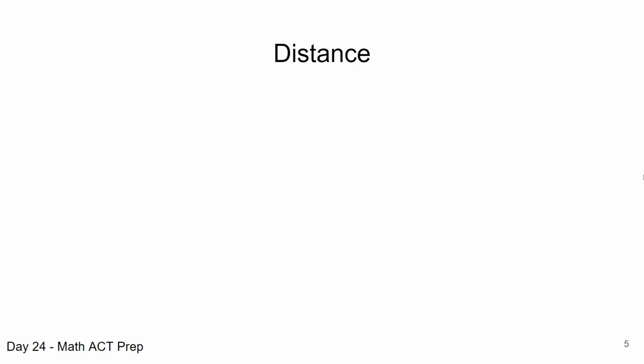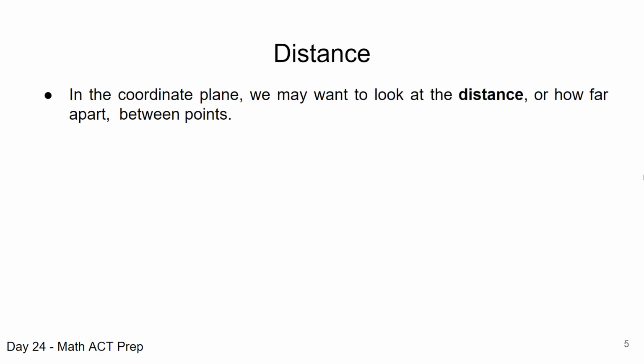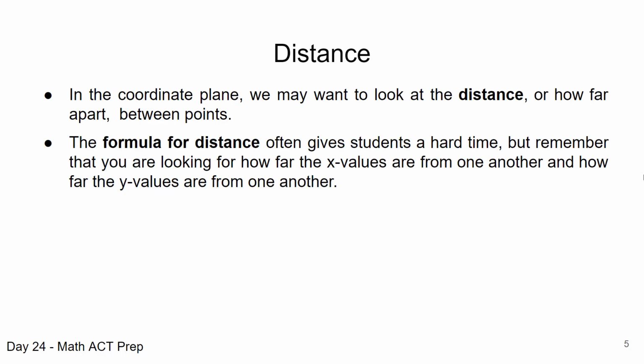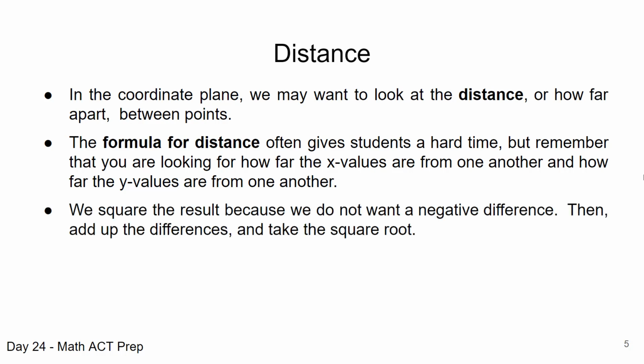Now we'll take a look at distance. When we're talking about points on a coordinate plane, we can find the distance, how far those points are from one another. There is a formula for distance, and it would be great if you could commit it to memory, but we can remember that we're looking for how far the x values are from one another, and then how far the y values are from one another. We're going to take the difference and square them because we don't want a negative difference. We'll add them up and then take the square root.